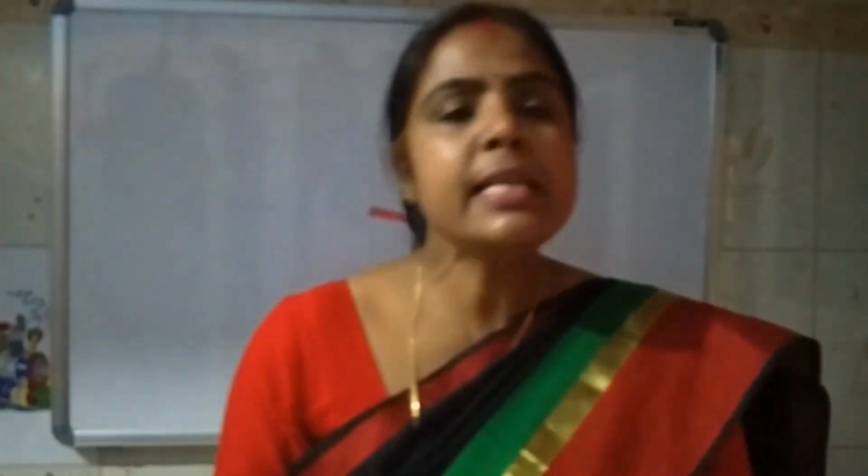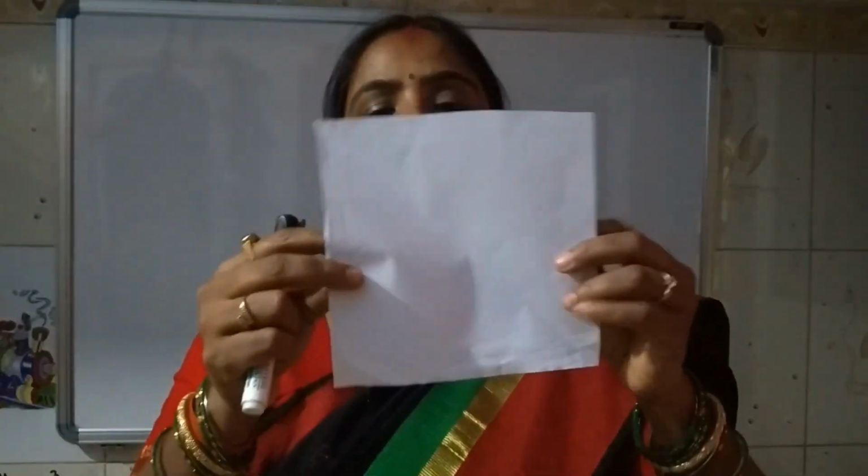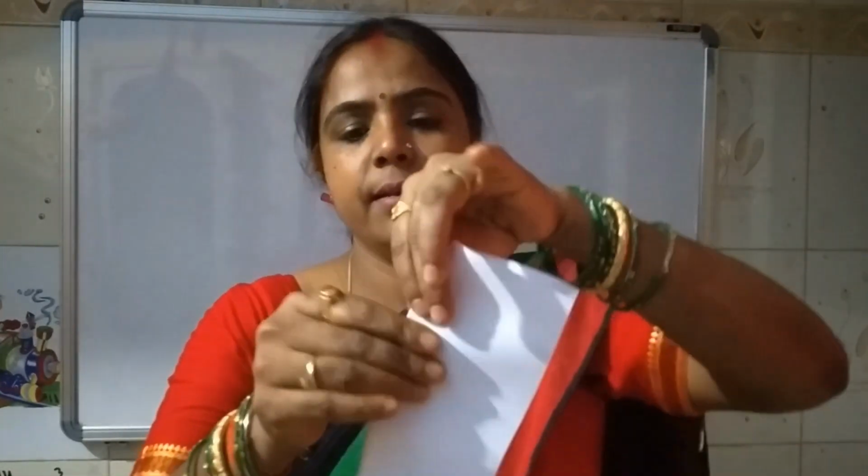Now you must be thinking why a square has 4 lines of symmetry and a rectangle has only 2 lines of symmetry. I will explain with an example. This is a square sheet of paper. How will you understand it is symmetrical? I am going to fold it. When we fold this one, see, this is exactly the same. Then we fold it from here.